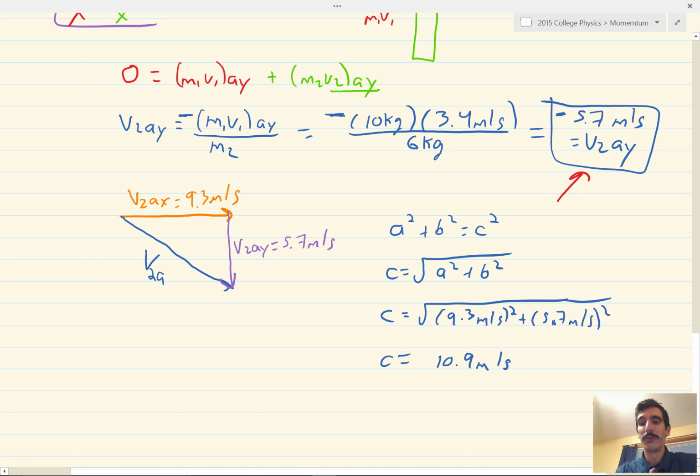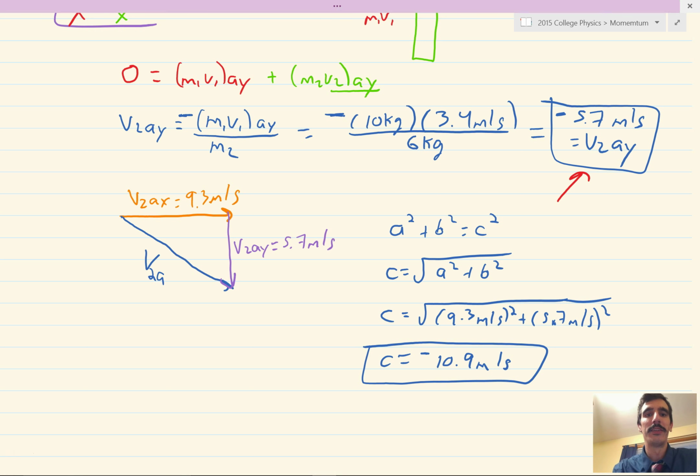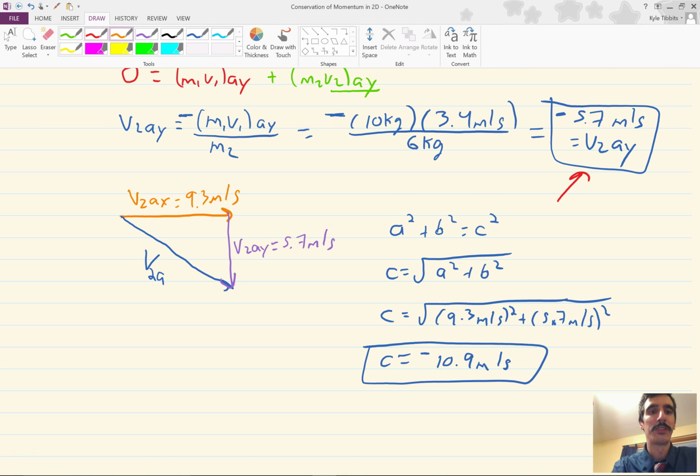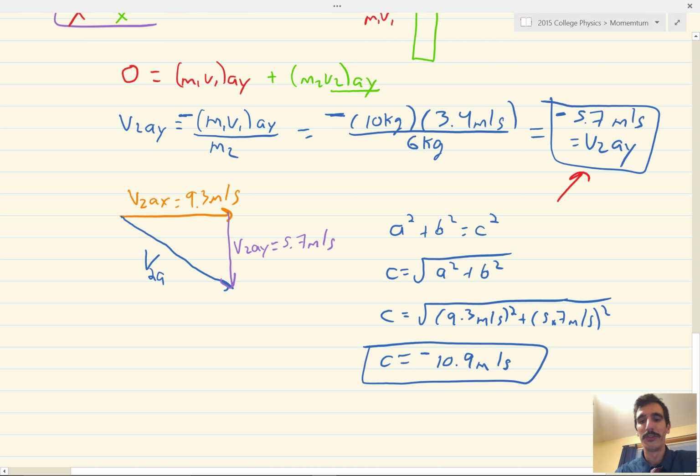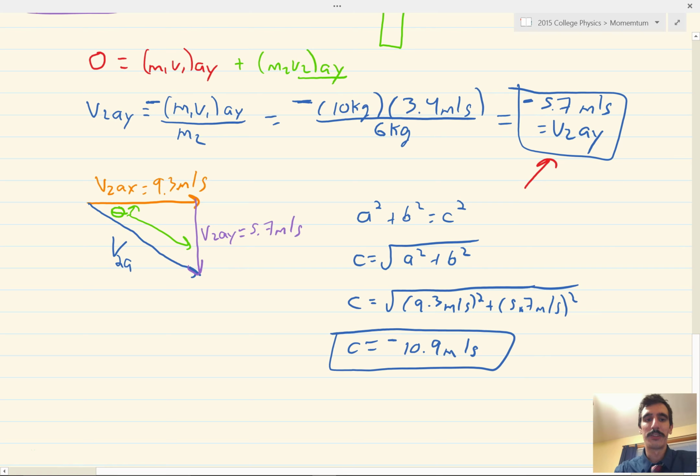When you take the square root, it could be positive or negative. V2 is going down, so in this case it's going to be negative 10.9 meters per second. Now we've got one last thing to do. We need to find the angle, because again, velocity has both magnitude and direction. So we need to find theta. We automatically know the opposite and the adjacent. We just found those. So let's use trig.